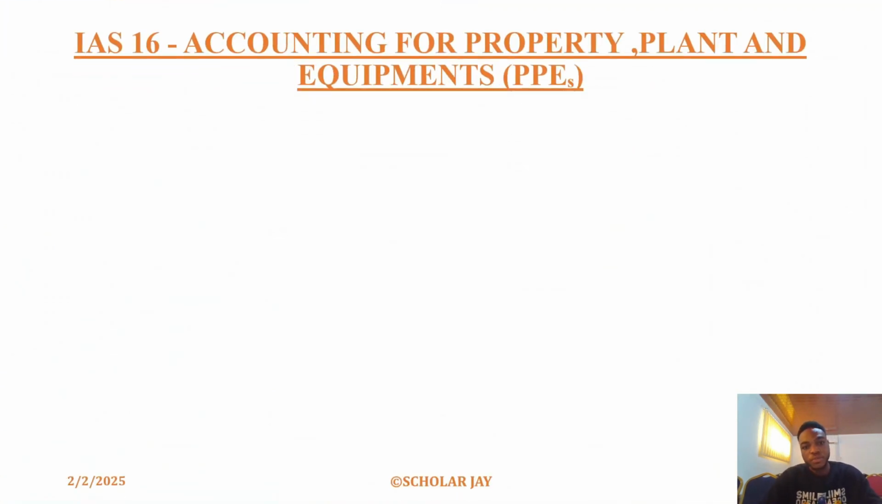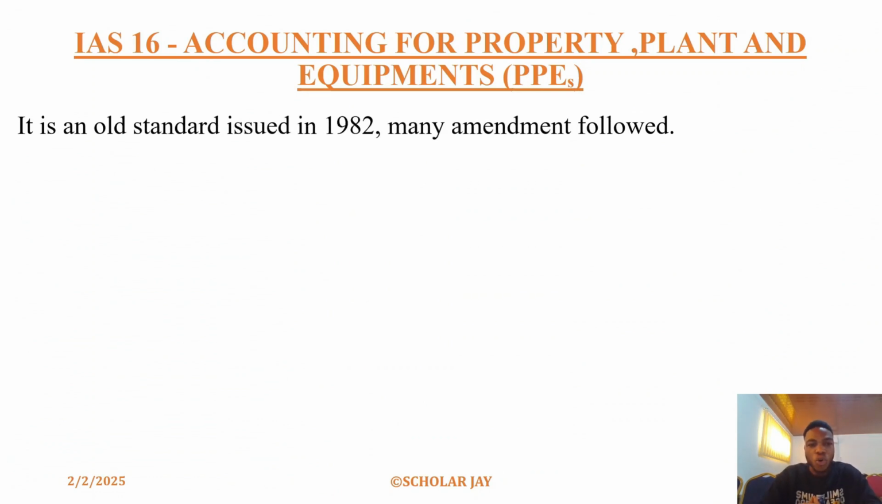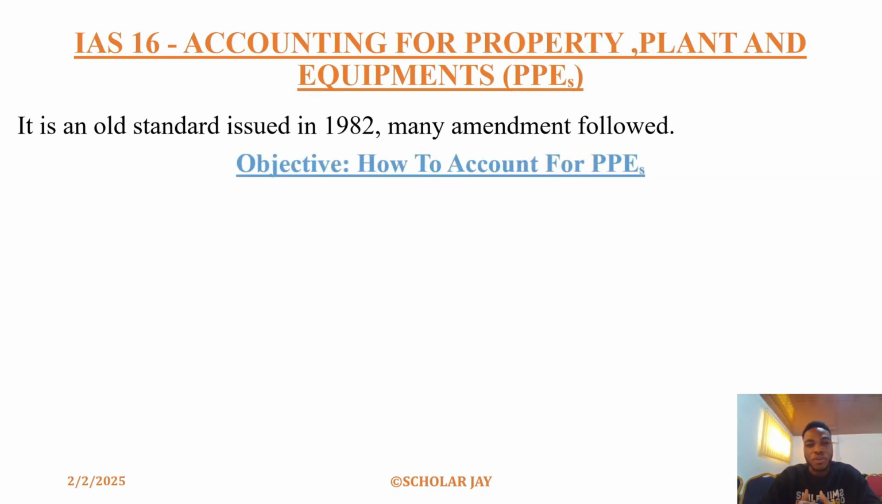To begin with, IAS 16 is actually an old standard which was issued in 1982. Okay, we've made amendments that followed. So, IAS 16, when you talk about standards, is evolving, okay? As and when certain things change, the IASB makes some amendments to suit the current conditions, okay? But the question is, what is the objective of this standard, IAS 16? Why did we issue this standard? So this standard was actually issued to help us account for PPEs, okay?